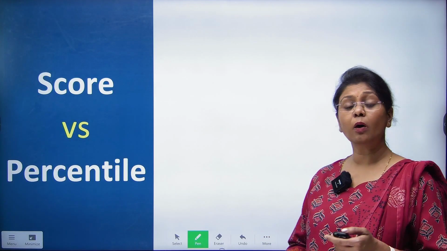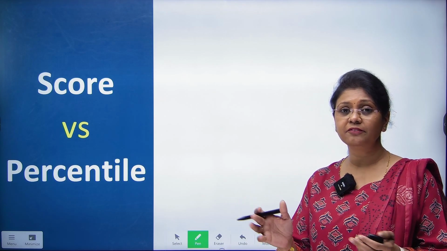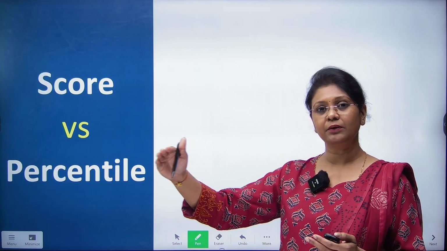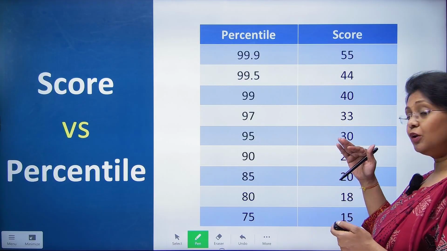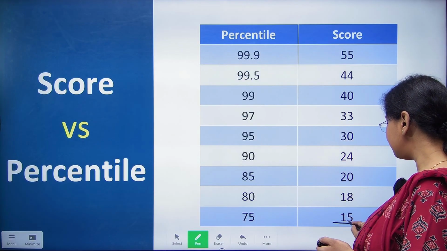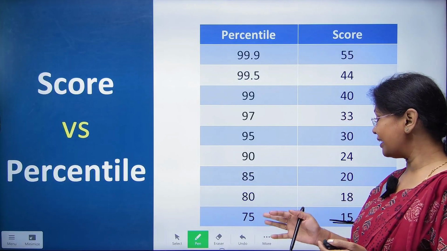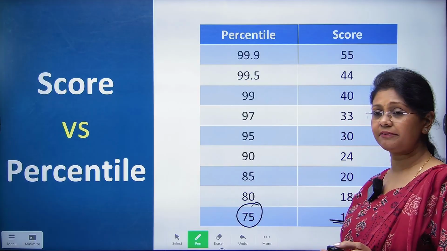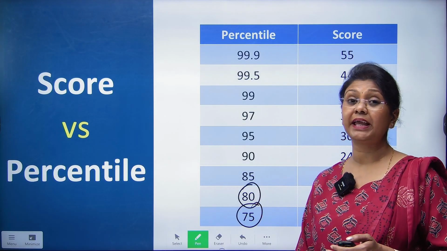Now let's also look at score versus percentile, because you need to know out of these 24 questions how many you should get right in order to reach a particular percentile. So look at the numbers here. At the lowest level you have 15 marks. 15 marks is like 5 questions. So net correct 5 questions would give you a percentile of 75. 18 marks would give you a percentile of 80.